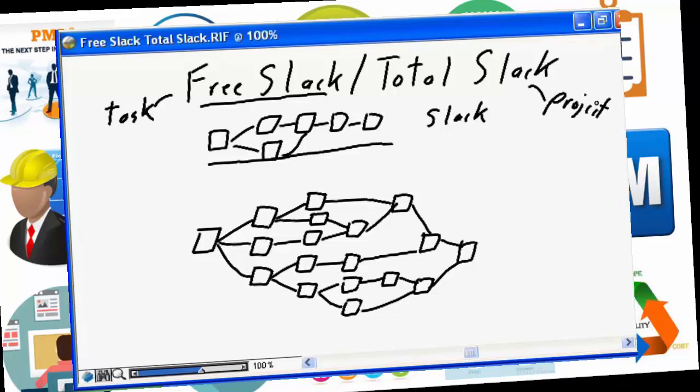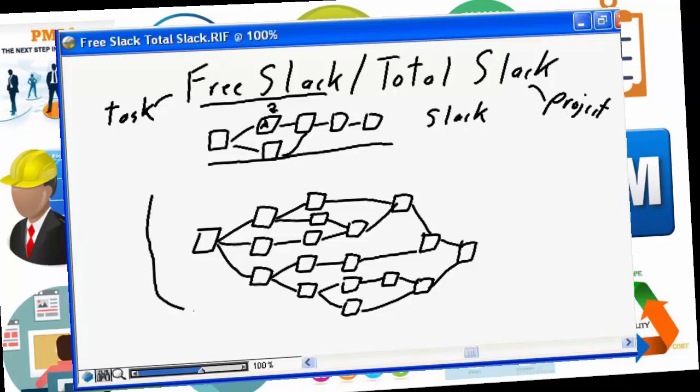The difference between a task slack and a free slack and total slack is not evident, does not exist in a very simplistic diagram such as we just went through. The only slack was here, in which case the task slack for task A was 2, and the total slack for the entire project was 2.